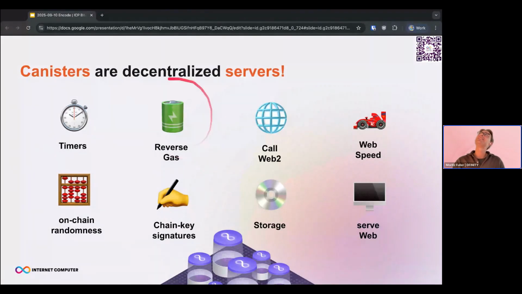The next feature is the so-called reverse gas model. Here, as the name suggests, the gas model is flipped upside down. So instead of your user having to pay gas fees to submit their transaction and for the transaction to be included in a block, actually the opposite is happening. The deployer of the canister, the deployer of the smart contract, charges the smart contract, the canister, with gas, and then that smart contract, whenever it's being invoked, pays for the cost of that invocation itself. So you subsidize basically the cost for your users.